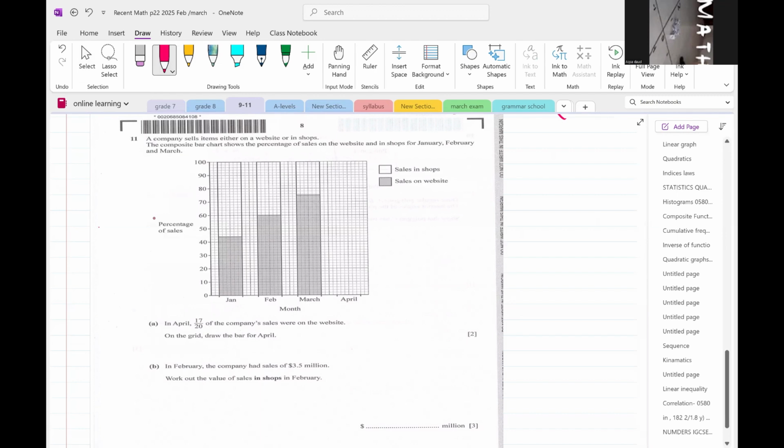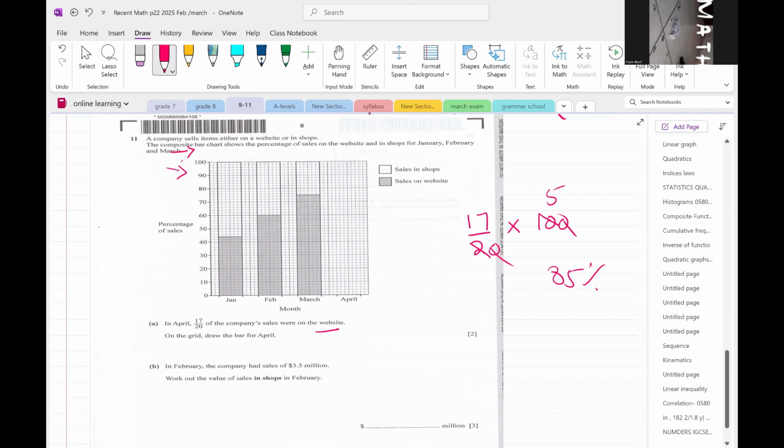Okay, we have to draw a bar for April. And we know that 17 out of 20 sales were on the website. Okay, the total value is 100, so we multiply it with 100. Keep on dividing, 5 times 20 is 100, 17 times 5 is 85. So 85% is the sale on the website.